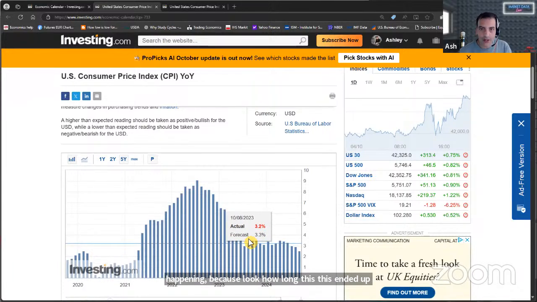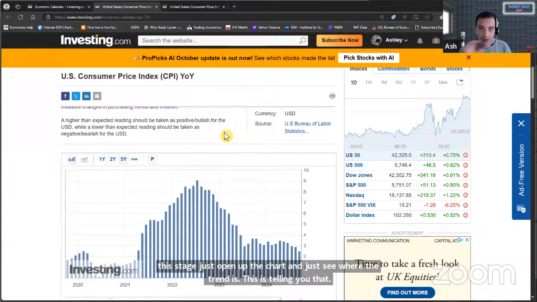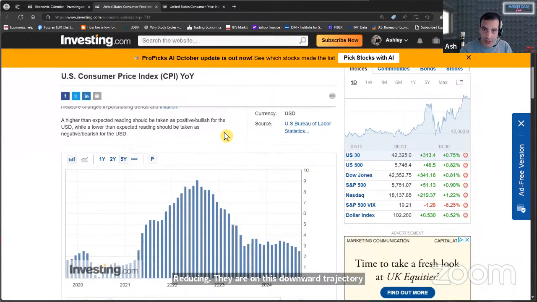Now, obviously, there are ways that you can try and predict what's going to happen with other data points. But if you find that difficult, or if that's just a little bit beyond where you are at this stage, just open up the chart and see where the trend is. This is telling you that the prices in the US have been reducing. They are on this downward trajectory. So the first thing you think looking at the chart is, let's see if the trend continues. I'm going to assume that the trend will continue at this point.